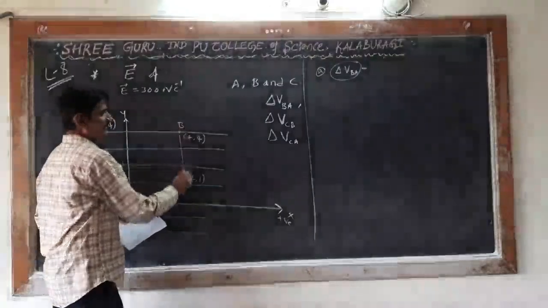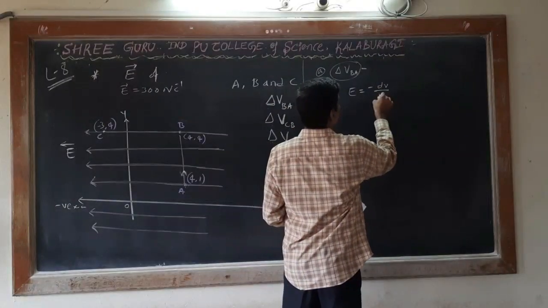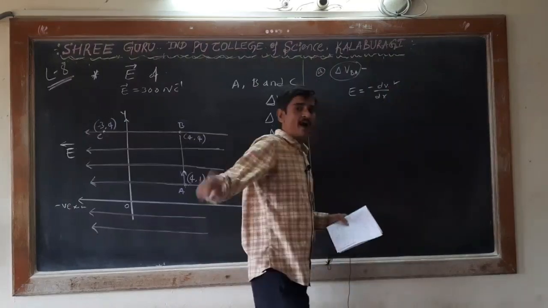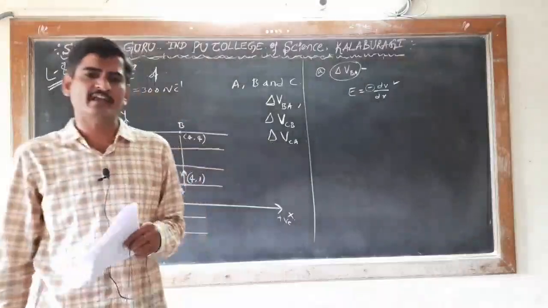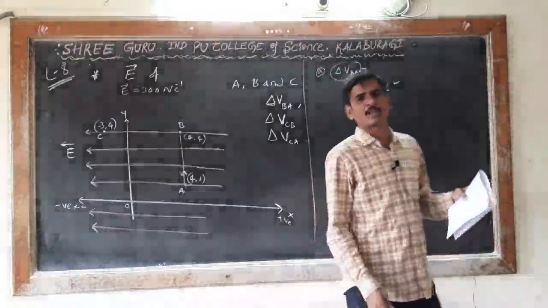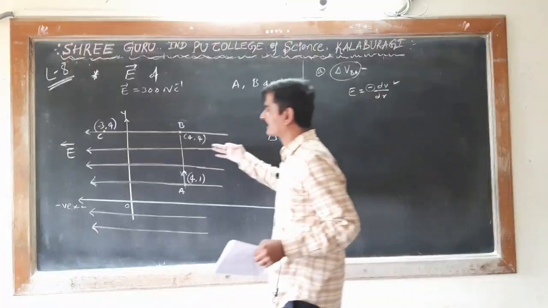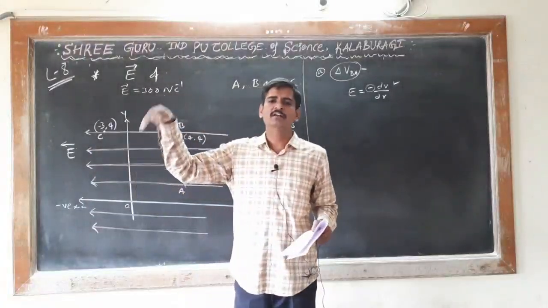A and B, we know that we have the formula E is equal to minus dV divided by dr. We have derived it. On that day, I told about this negative sign. What is the use of that negative sign? The negative sign indicates that the electric potential decreases in the direction of electric field. In the direction of electric field, the electric potential will decrease.